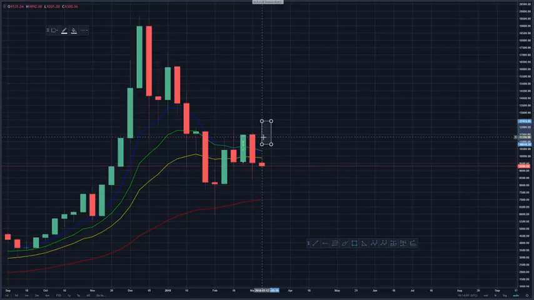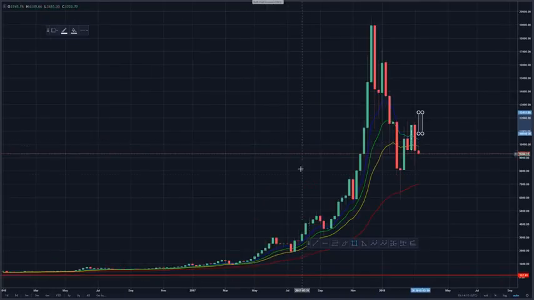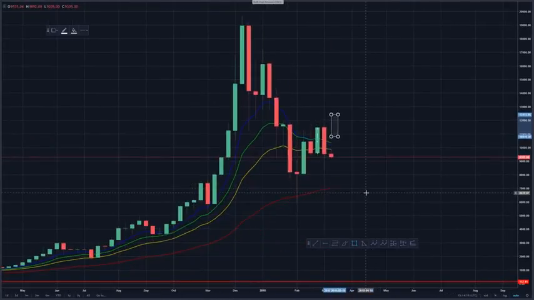So you can use this moving average strategy. If you're an investor looking at the weekly, this provides you with some comfort. This provides you with some reassurance that overall, even though we're down so much from our previous high, we're still quite bullish on Bitcoin.